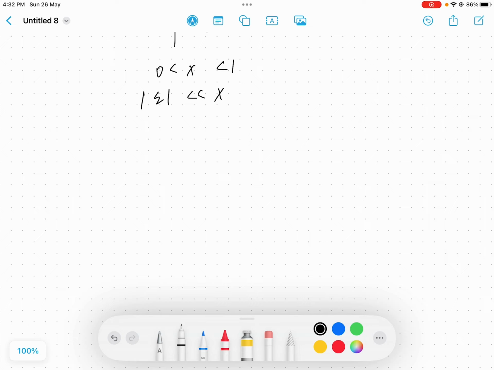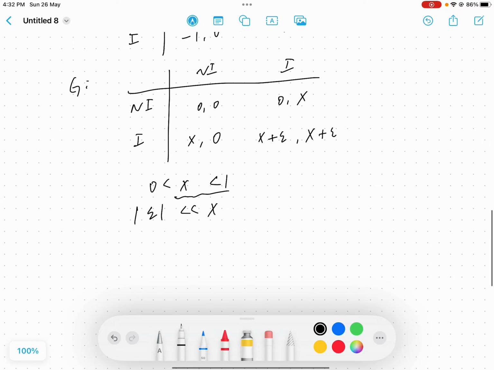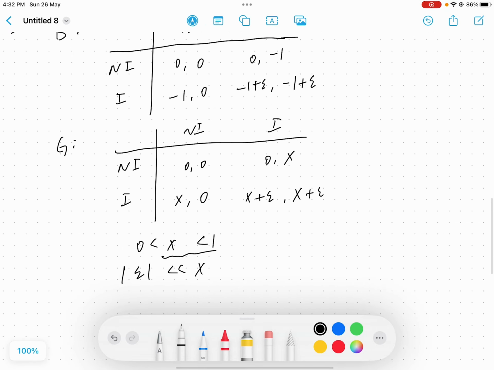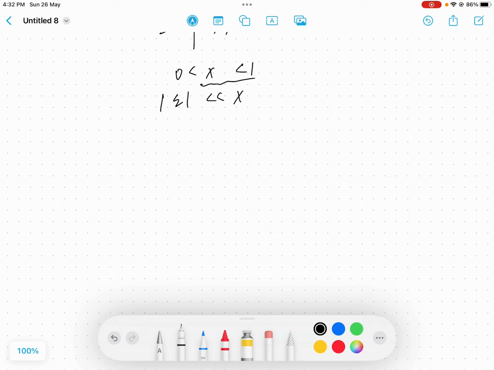The reason why I assume that X is less than 1 is because this reflects the fact that if there's no information, then people do not need to invest at all, right? So it has to be less than one, more intuitively. Okay, so now let's further look at this problem and try to formulate that into our linear programming language.